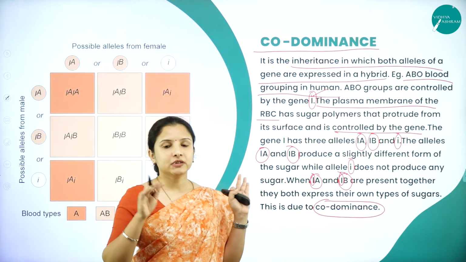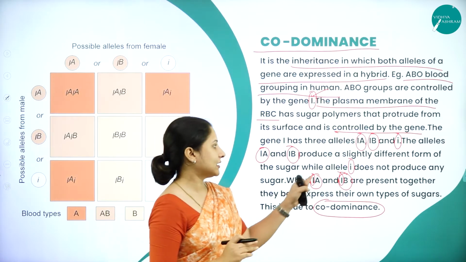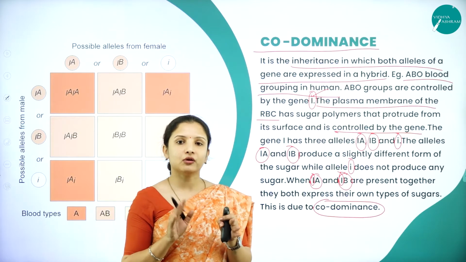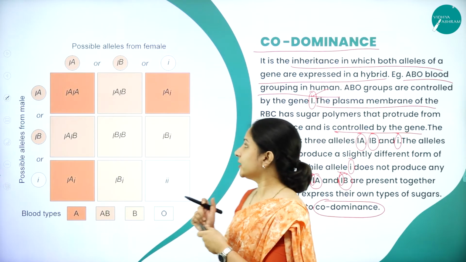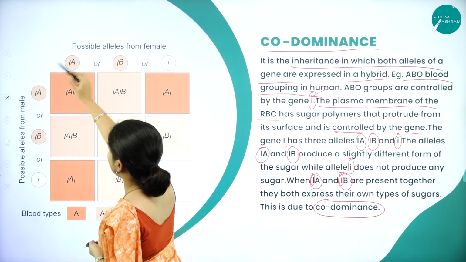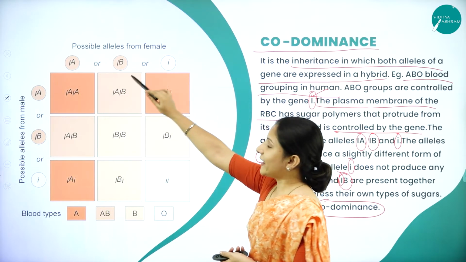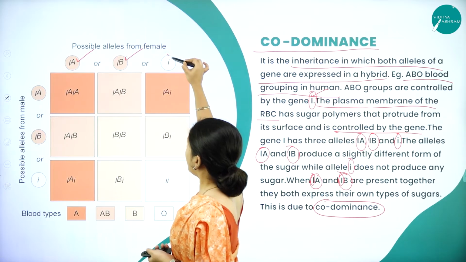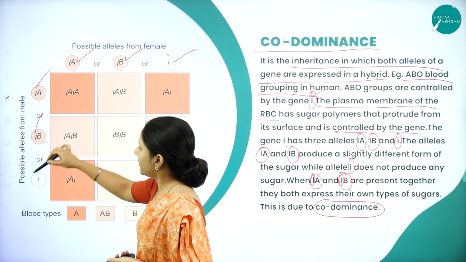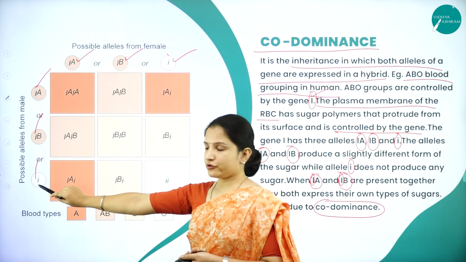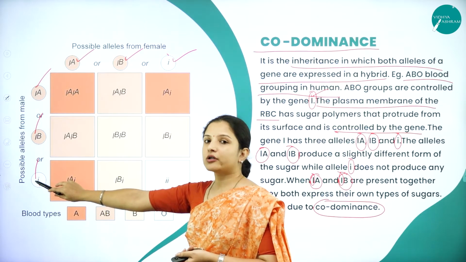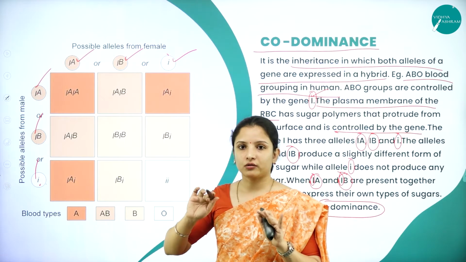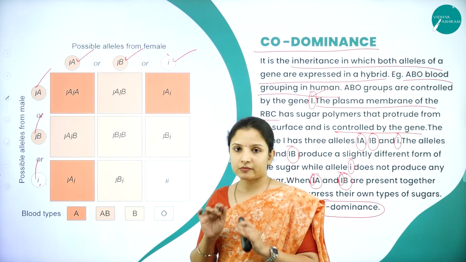It is not that IA will suppress IB and only IA will get expressed. No, it is not like that. They will act mutually, that is, they will produce separate sets of their own sugars. Based on that, the blood group will be decided. So we can see here the alleles IA, IB or i, which are usually present in the male or the female. In the female there is IA, IB and i, and in the male also we have IA, IB and i. The allele i will not produce any sugar on the RBC, and the other two will produce their own respective sugars on the plasma membrane of the red blood cells.